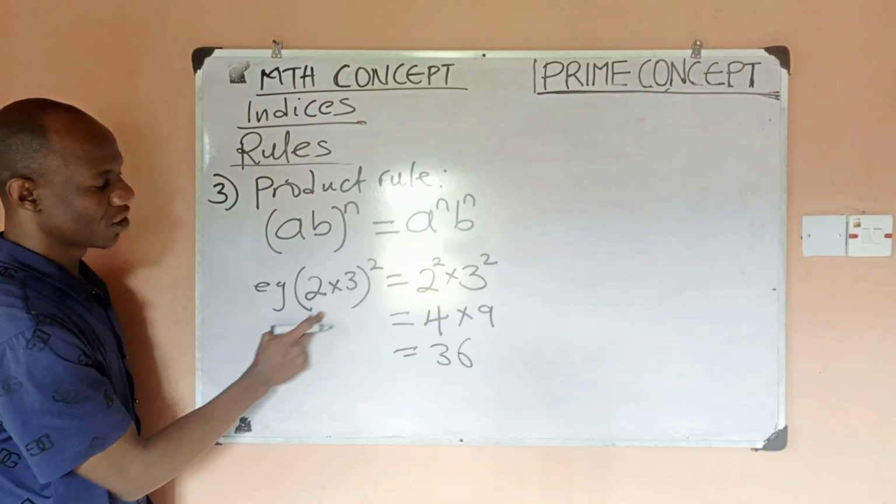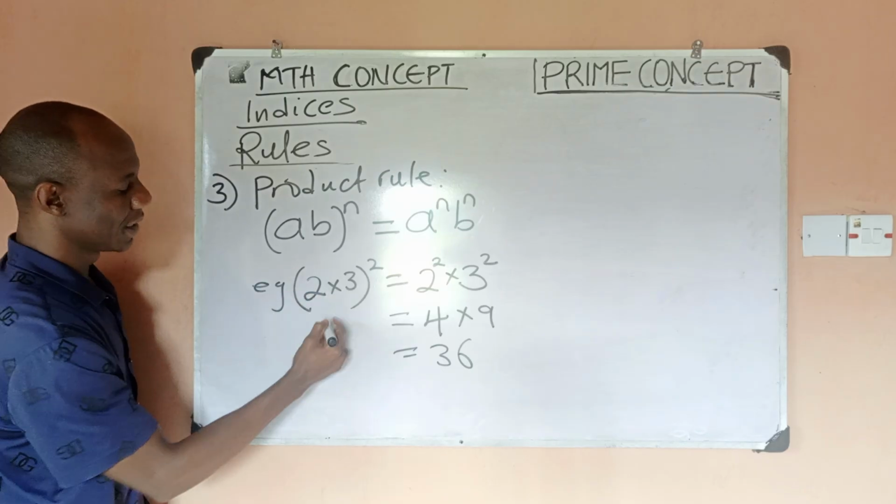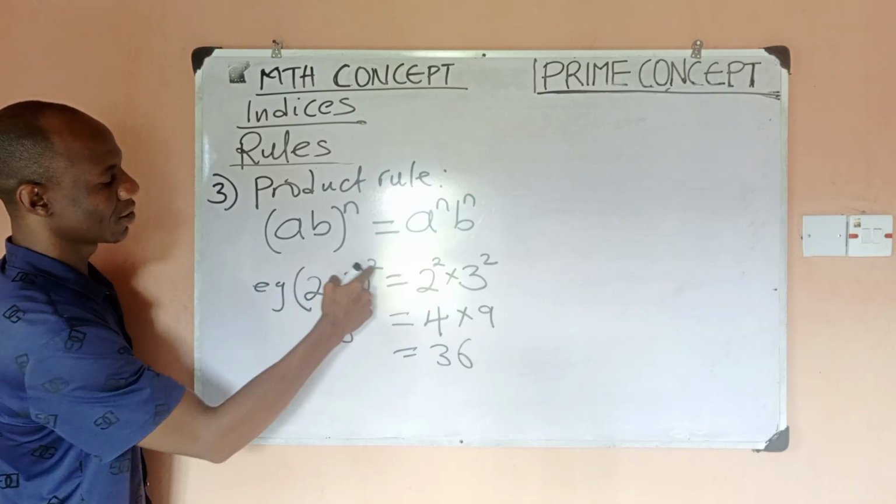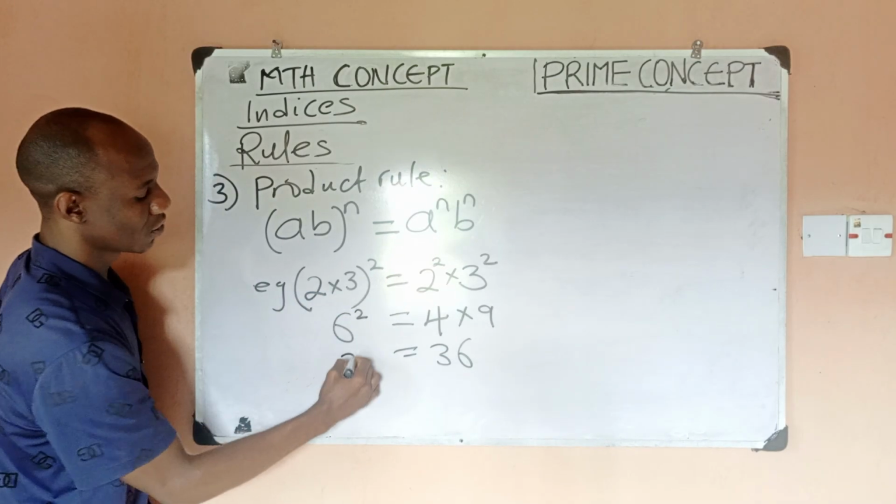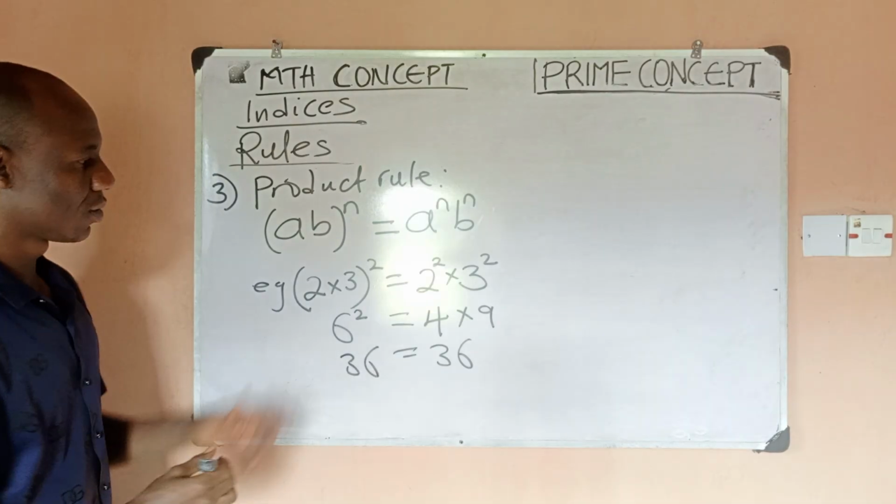If you do go through this way, you still get the same thing. 2 times 3 is 6. So you can say 6 raised to power 2. 6 raised to power 2 is what? 36. Right? So you see it's true.